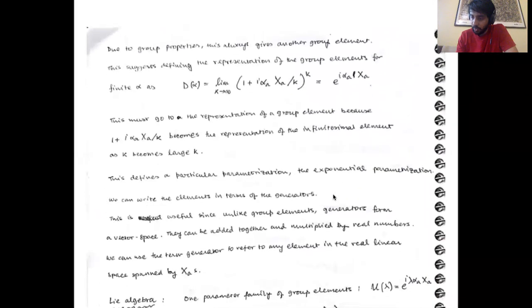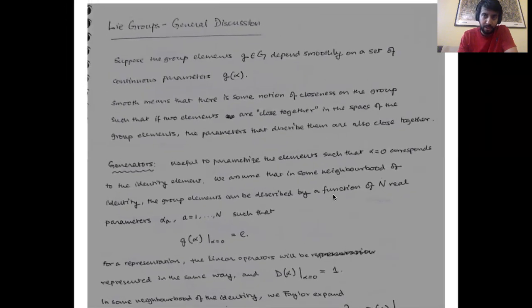we looked at general discussions about Lie groups and Lie algebras earlier. We said that when we have some group elements G which depend smoothly on a parameter alpha, then we can understand these continuous symmetry transformations. By smoothly, we meant that there is some notion of closeness in the group.